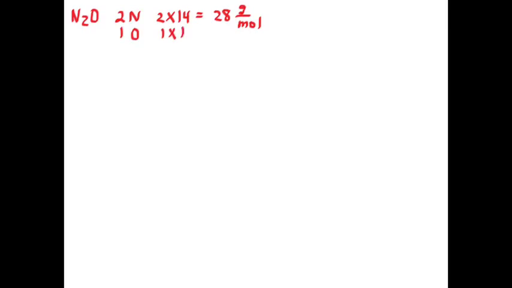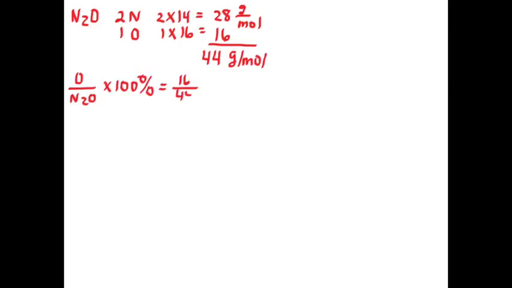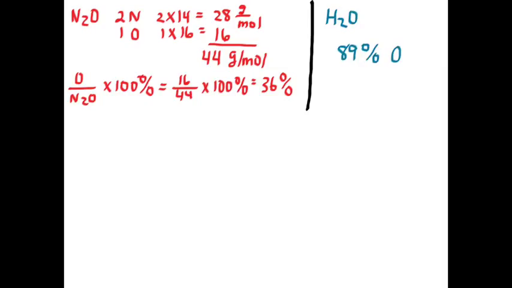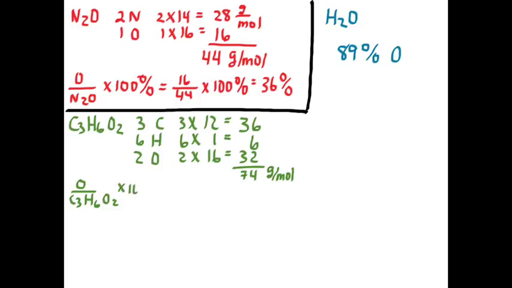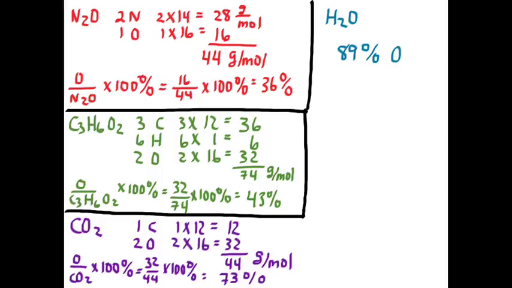N2O, 2 nitrogens, 1 oxygen, 44 grams per mole. The oxygen is 36%. Water we just did, 89%. C3H6O2, the percent works out to be 43%. And the carbon dioxide, the percentage works out to be 73%. You can take a minute, pause it, look at those calculations to make sure you understand them. And now we're simply going to rank these to answer the question.